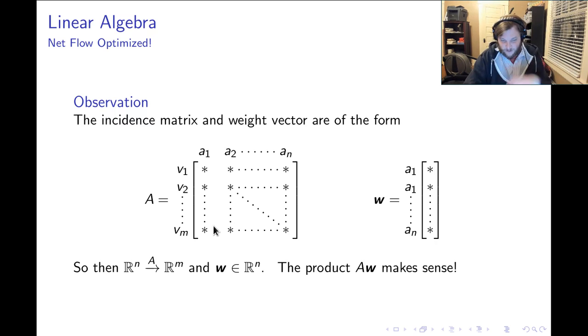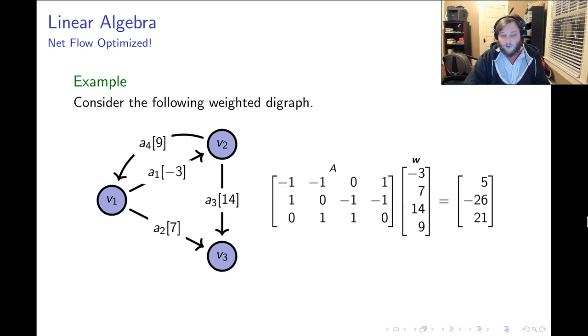And so the product of the incidence matrix with the weight vector makes sense. Let's look at an example where we calculate that product. So here I have a weighted directed graph. This directed graph has 3 nodes and 4 arrows. So the incidence matrix is 3 by 4.